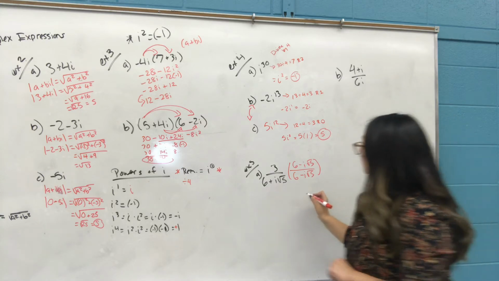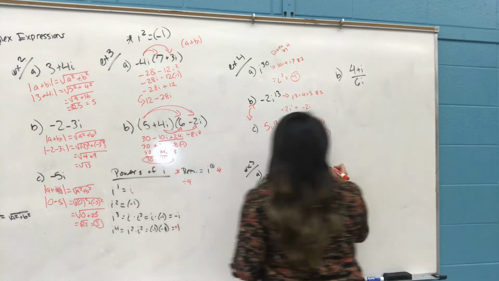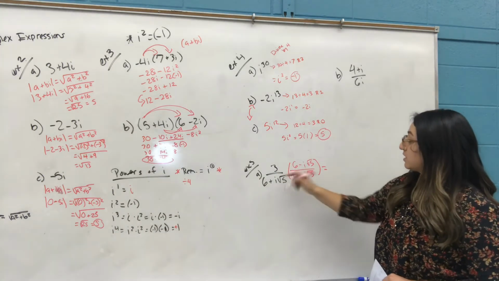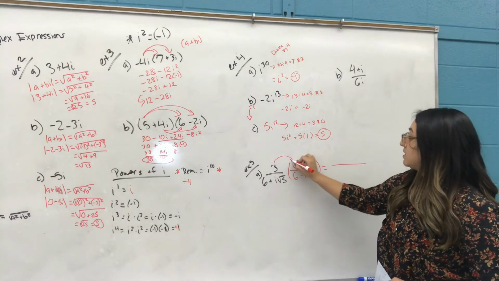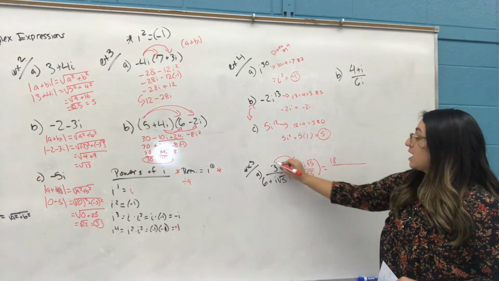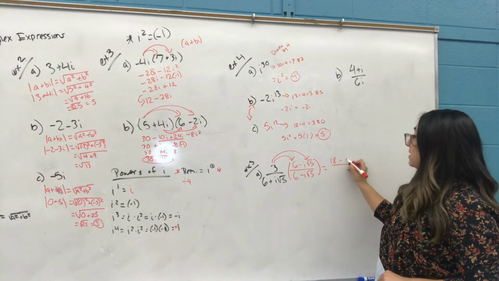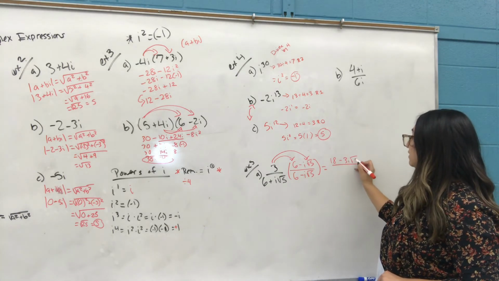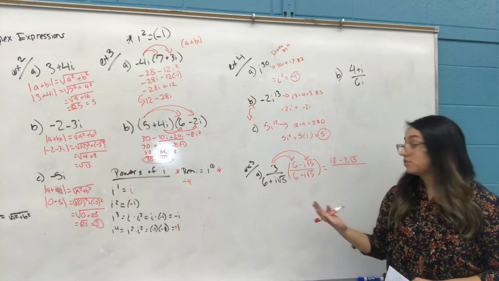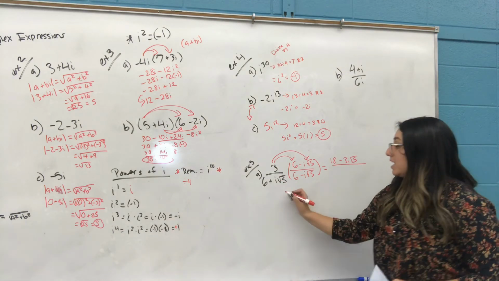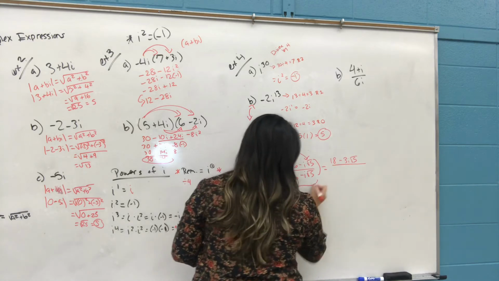Now, if we go step by step, let's look at the numerator. It's 3 times 6, which is 18. And then you do 3 times negative i radical 5. That would be minus 3i radical 5. So remember, you're distributing. The bottom here, I'm going to focus on this section.